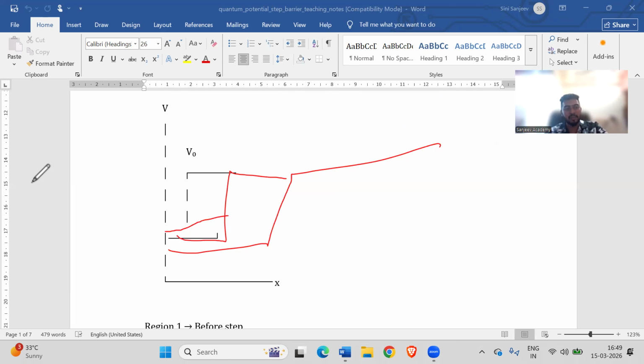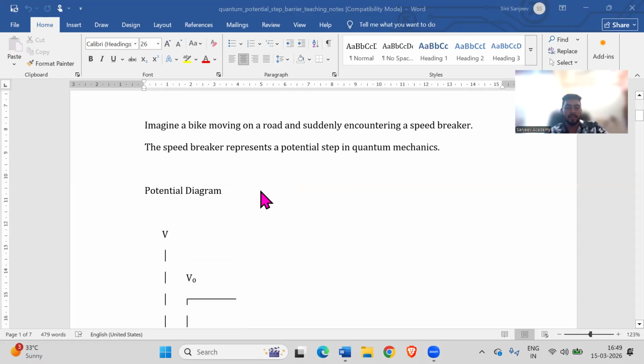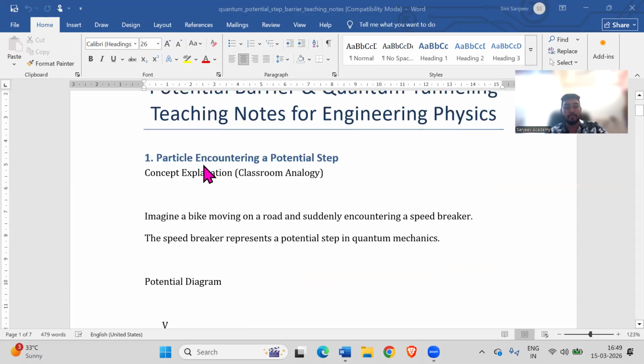Let me just delete all of these things, whatever I've done. Let me close it. Yeah, I think now it's much better. Yeah. So for the particle encountering a potential step.